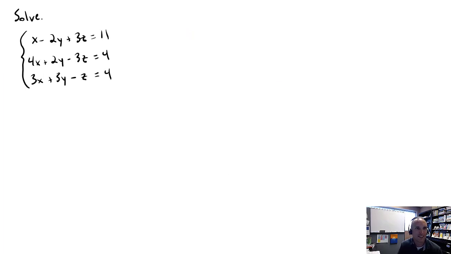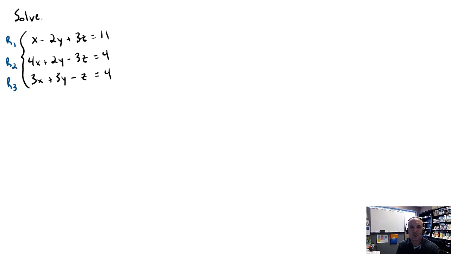Let's do one last example. Row 1 is x minus 2y plus 3z equals 11. Row 2 is 4x plus 2y minus 3z equals 4. And row 3 is 3x plus 3y minus z equals 4. And so we have three variables in each equation.